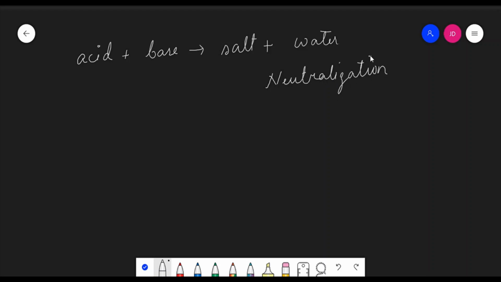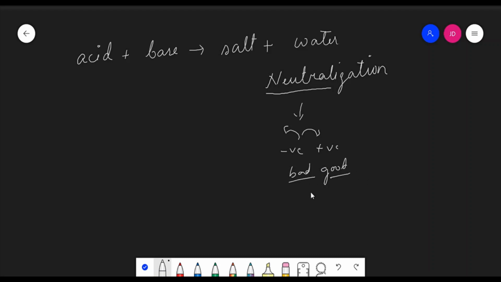Reaction. Neutral means, what was the meaning of neutral? I hope you remember it. It was neither this side nor this side. Neither positive nor negative, neither good nor bad, in between. It does not always mean zero.